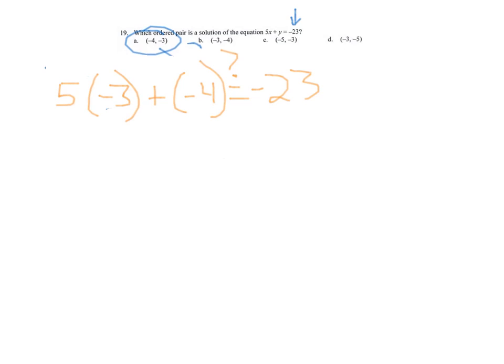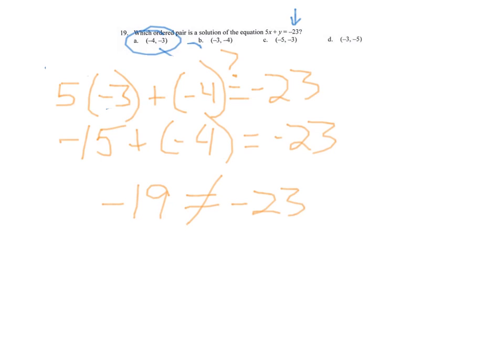5 times negative 3 is negative 15 plus negative 4. Two negatives add up to another negative, so that gives me negative 19, and that's not equal to negative 23. And you'll find that with C and D also. If you plug those in, that wouldn't work as well.